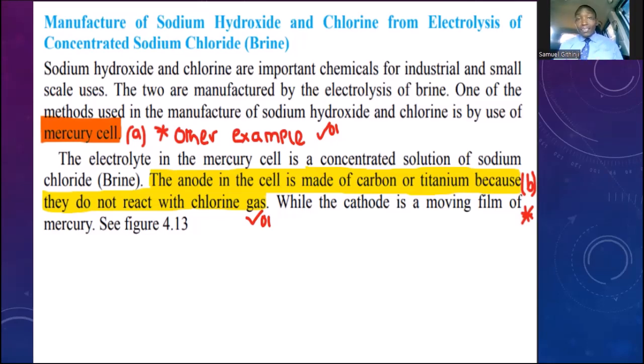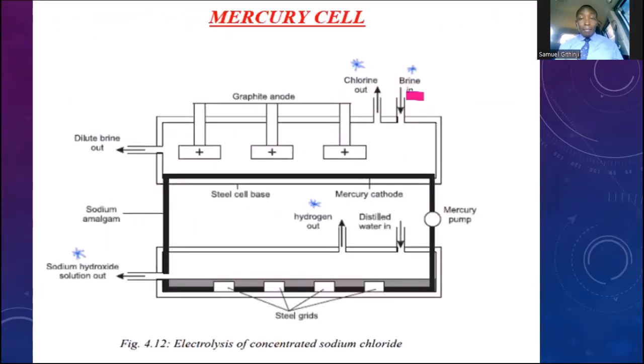Or rather, you can say steel reacts with chlorine. Good. That is the answer for part B, for 1 mark. But let's look at the mercury cell.